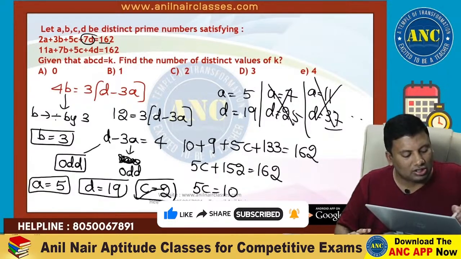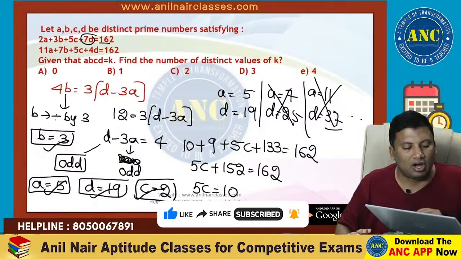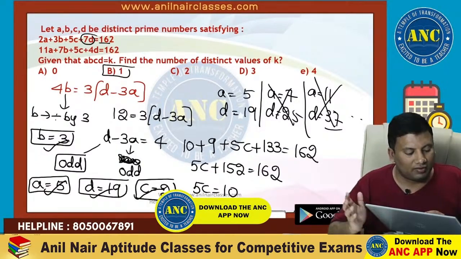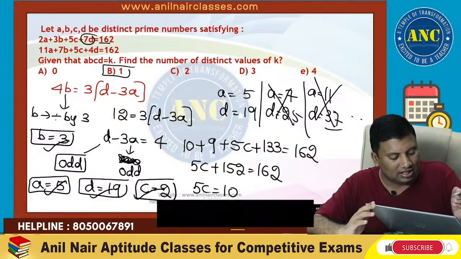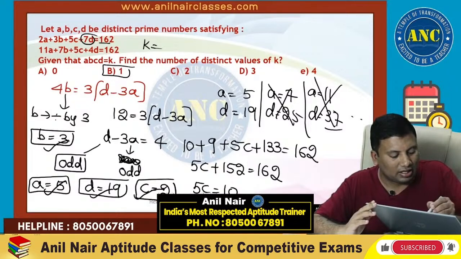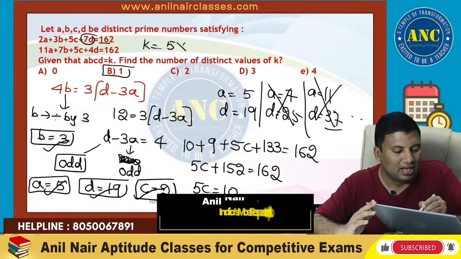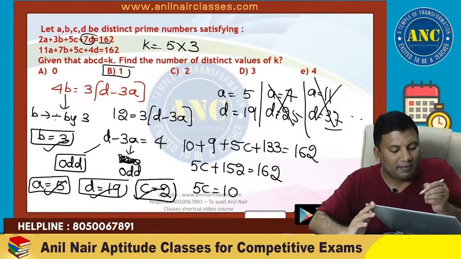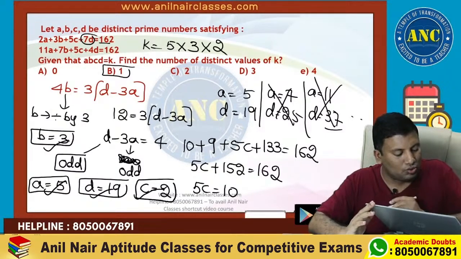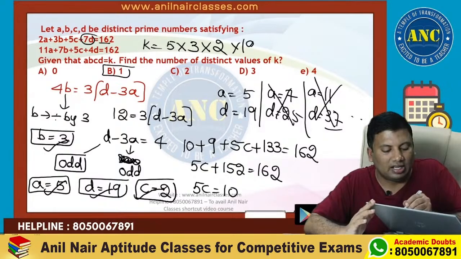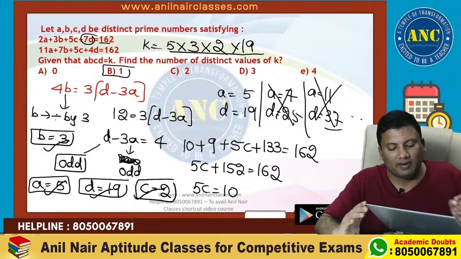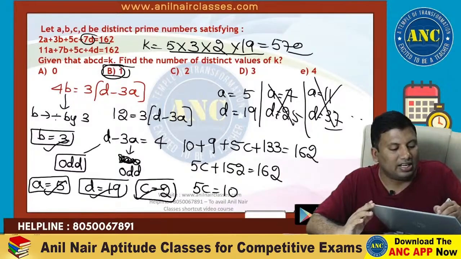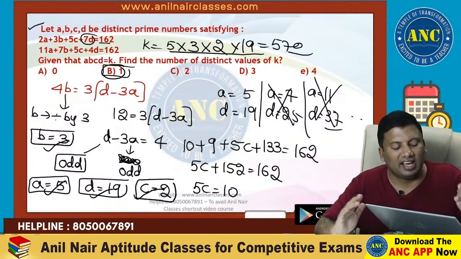So C is 2. We have 2, 3, 5, 19, all are prime numbers. How many values can it take? Only one value it will take. What is that value? A is nothing but 5. Seems like a complex question but very easy. B is 3. C is nothing but 2. And D is nothing but 19. K value is nothing but 570. So only one value it is taking. I hope this idea is clear.